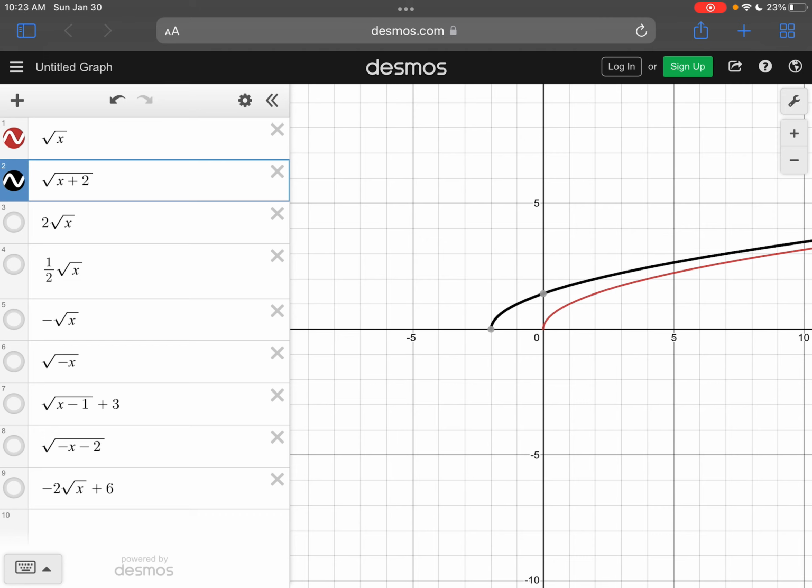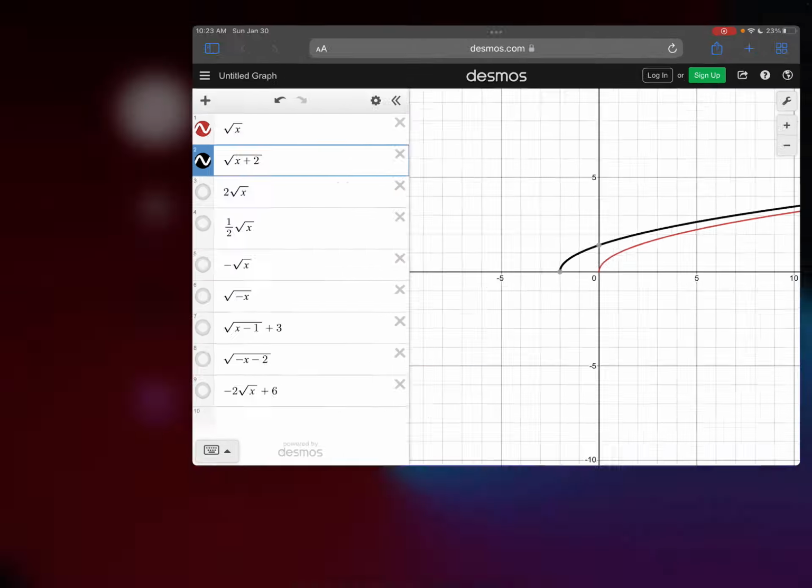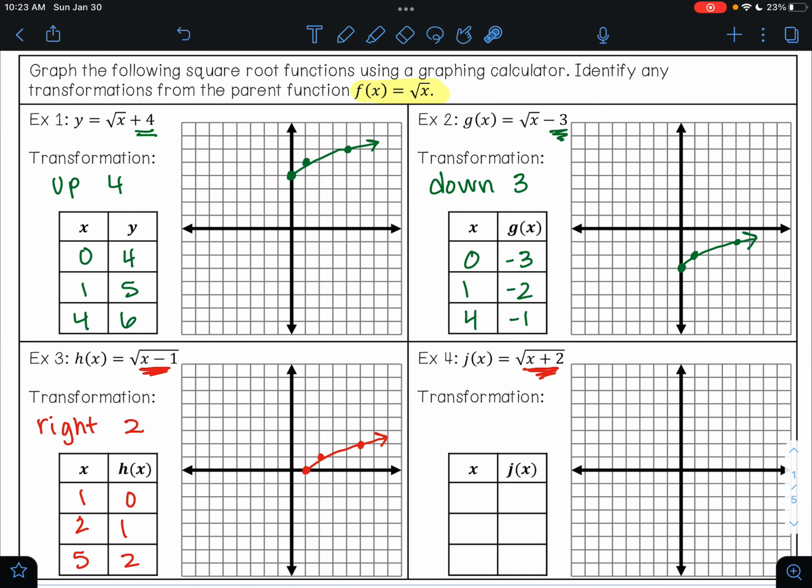And so when we went to the left 2 units, my points are going to be -2, 0, -1, 0, and then I'll use this one here, which is 2, 2. On this one, I said right 2 units. It did not go right 2 units. It went right 1 unit. Sorry about that. So this is left 2 units. And again, those ordered pairs were -2, 0, -1, 1, and 2, 2. And so this one looks like this.